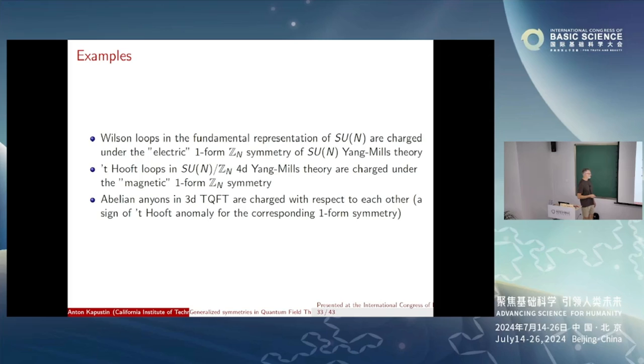Now, abelian anyons are an interesting case, because abelian anyons themselves, in a TQFT, define observables, define generators of symmetries, topological defects, but they're also charged under each other. In fact, an abelian anyon can be charged under itself. So that's precisely the phenomenon of braiding, or 't Hooft anomaly. Whenever a defect is charged under some other defect, that means you have a 't Hooft anomaly.